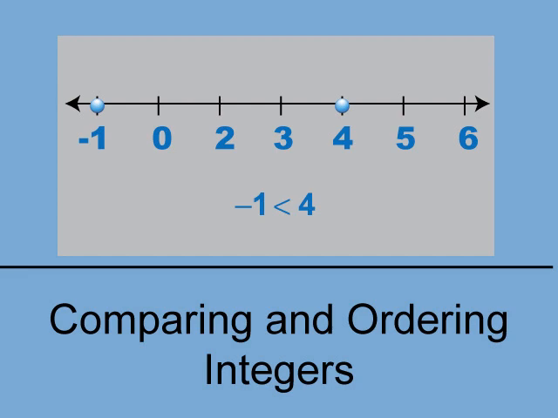Integers can be positive, negative, or zero. But how can you tell if one integer is greater or less than another? In this video, we will look at techniques for comparing and ordering integers. Let's start with an example.